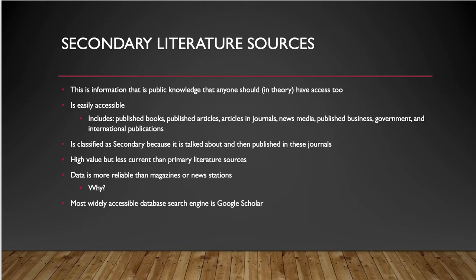So, with CNN, they're a lot more on the left side of the political spectrum versus Fox News, which is on the more right side of the political spectrum. So both sides could take global warming and promote information that they want to and leave out information that they don't want to. And that's why it's not as important to use those because they could be biased. We don't want bias. We want truth. And most widely accessible databases are found right through Google using the Google Scholar search engine.